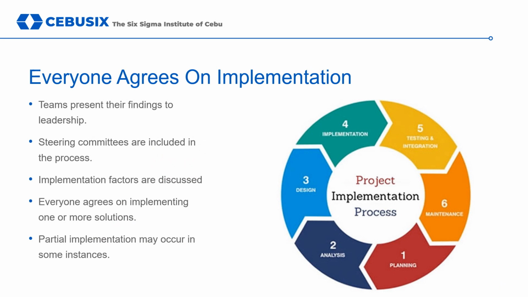As with everything in a Six Sigma initiative, everyone must agree on the improvement implementation. Teams must present their findings to leadership, and if the organization has a steering committee, they are included in the process. The factors surrounding the improvement implementation are discussed by all parties involved, and everyone must come to an agreement on how and when to implement the solution. The team may agree on implementing multiple solutions or even agree to only a partial implementation of a single solution.